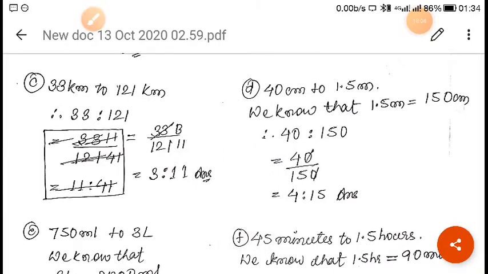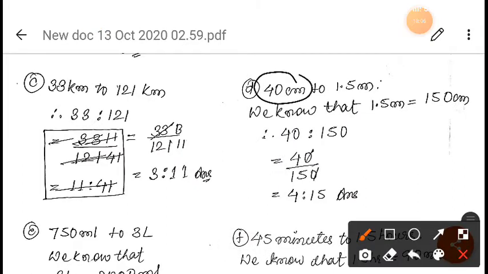Suppose it has been given here 40 centimeter and 1.5 meter. So the unit is different, right? The first criterion is to make the unit similar. 1.5 meter is bigger than centimeter, so we will convert this meter into centimeter. So 1.5 meter can be written as 150 centimeter, right? We have done this before. So now what we have got is 40.